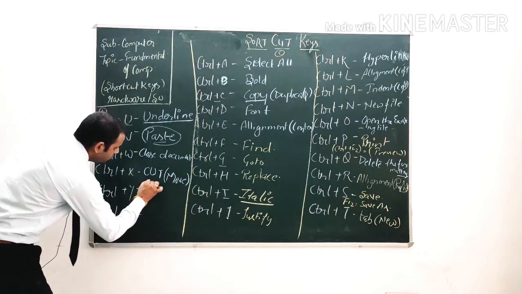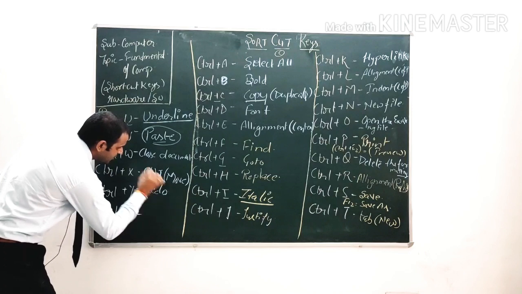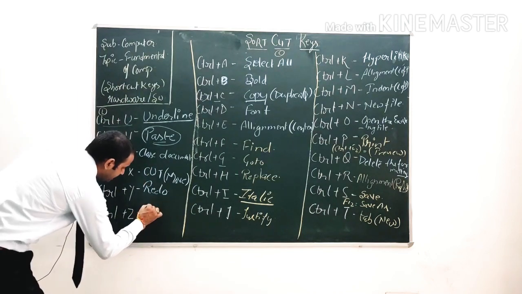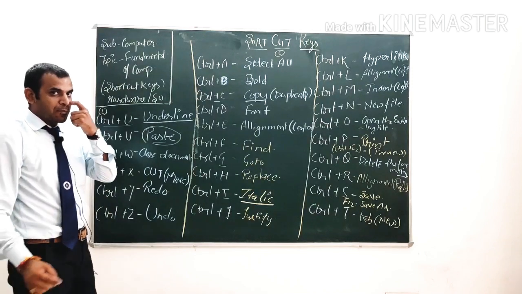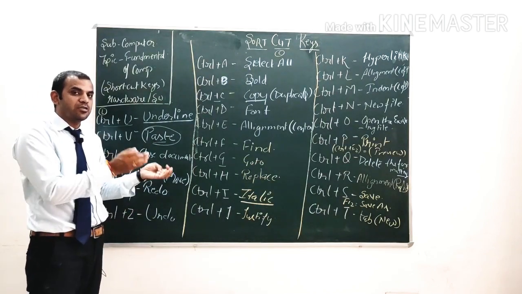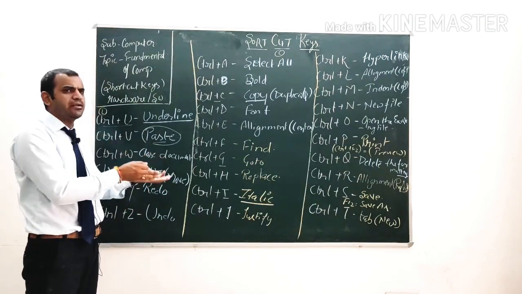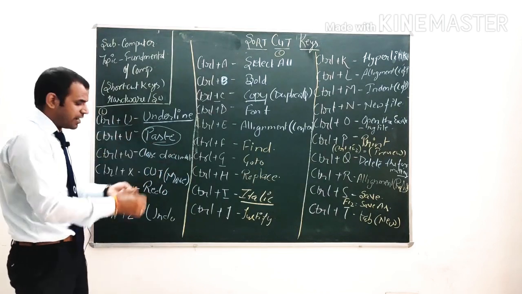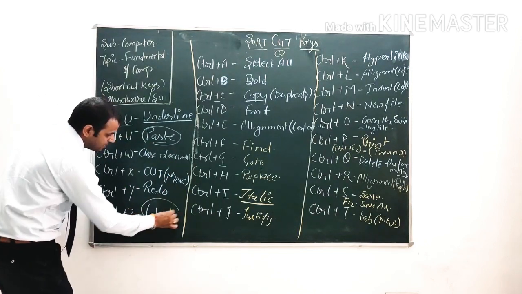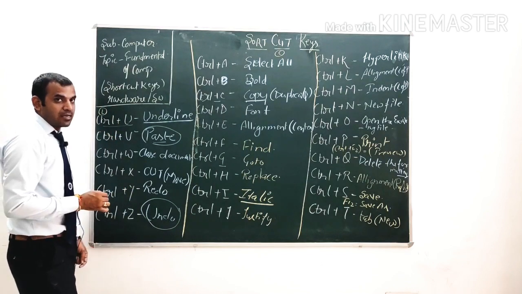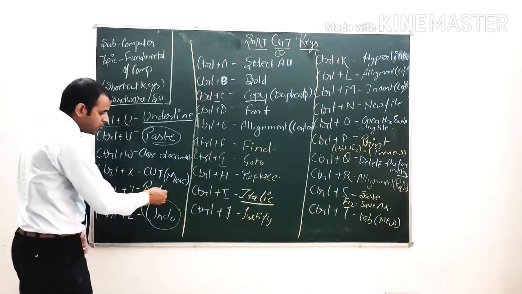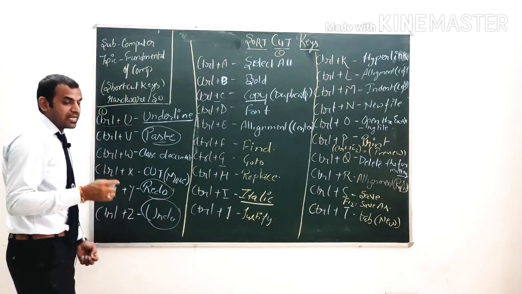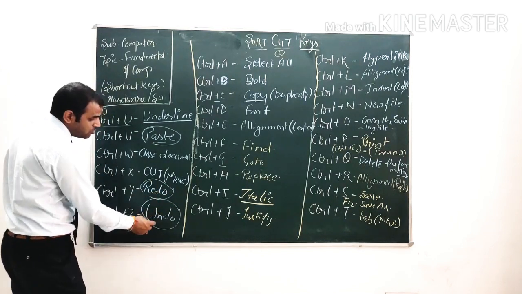Ctrl+Y, redo, repeat the last action, and Ctrl+Z, undo, cancel the last action. Okay, your last action you have applied on the document or spreadsheet or PowerPoint. If you want to cancel the last action, you will apply Ctrl+Z, but if you want to do the last action again, you will apply the redo. So there is a little difference between redo and undo.